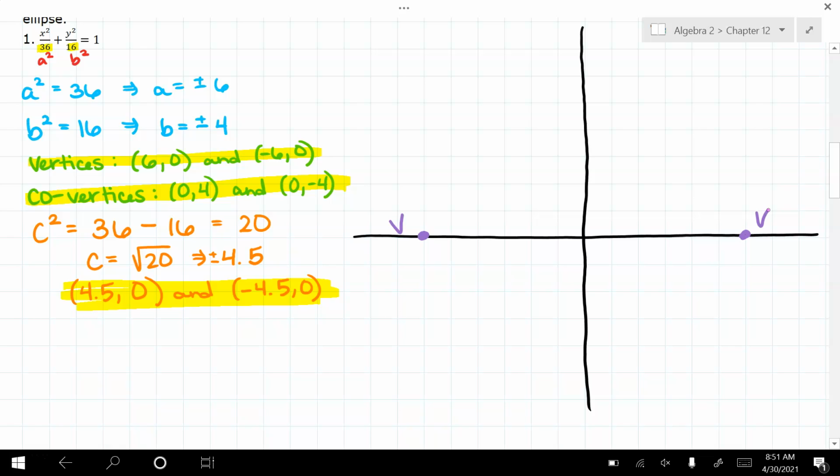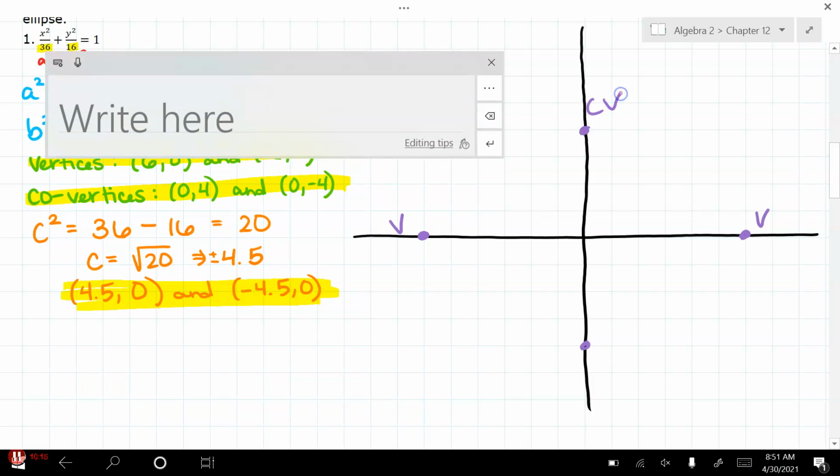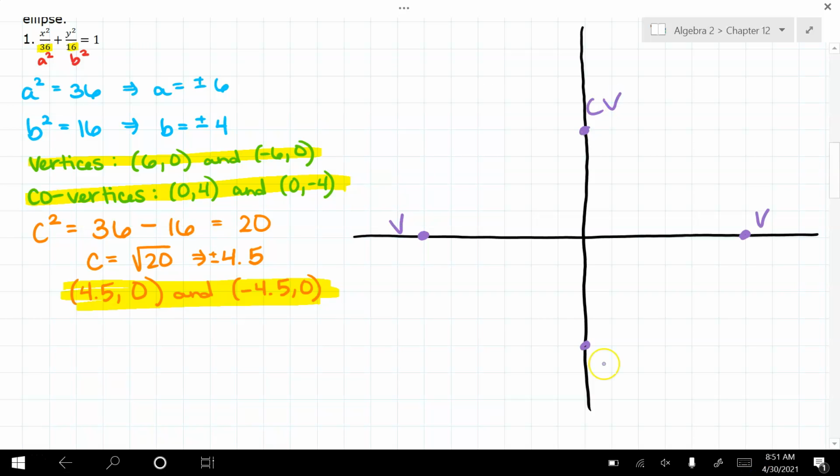Now, co-vertices are 0, 4, and 0, negative 4. That means that from 0, 0, you're going up 4 and down 4. So these are my co-vertices. I usually label that with CV. Remember, my center is there in the middle at the origin. Okay, now once you have your vertices and your co-vertices graphed, you can pretty much sketch in the ellipse.